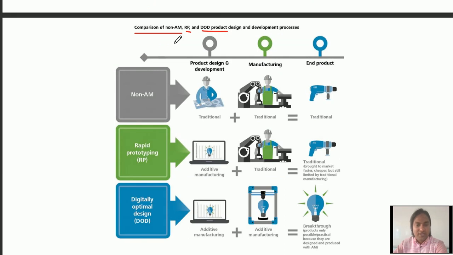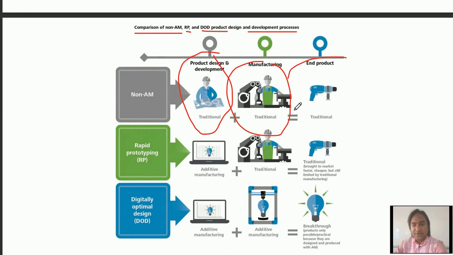Comparison of non-additive manufacturing process, rapid prototyping, and digitally optimized product design and development process. Here we see non-traditional: the product design and development team is there, then the manufacturing department is there, and then the product is what we get. In rapid prototyping, we make the 3D model on computer, and then with the help of a group of technologies, we are able to produce this rapid prototype more precisely.